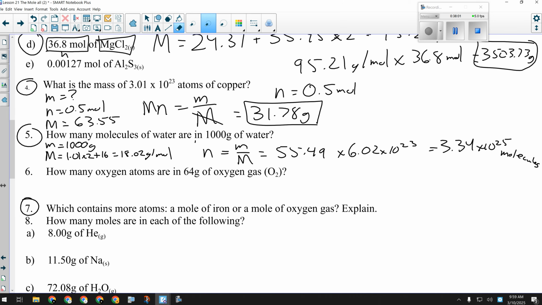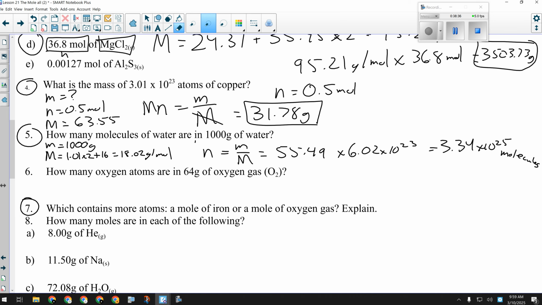Okay, don't pack up. Let's talk about number 7. Wording on number 7 is super important. Which contains more atoms? A mole of iron or a mole of oxygen gas? Actually, I just took the answer. Oh, okay. What is it? That a mole of any element contains the same number of atoms. You're right in that statement. There's nothing wrong with that statement.